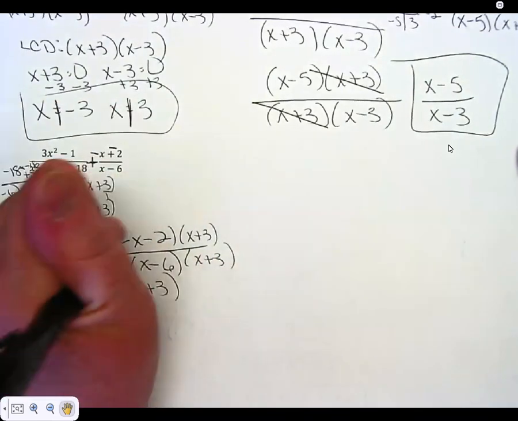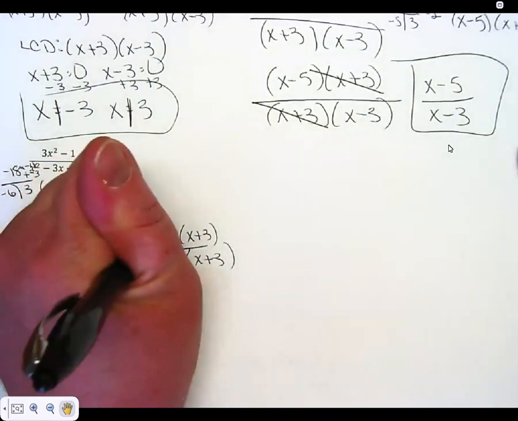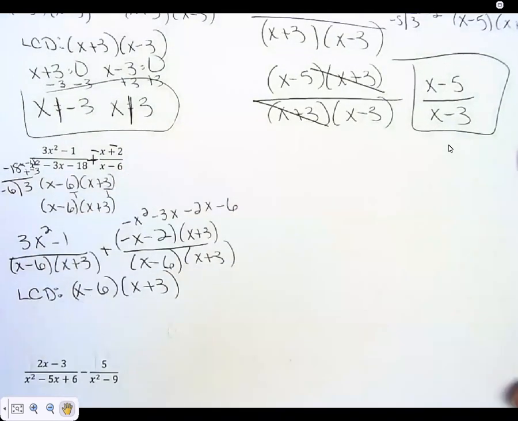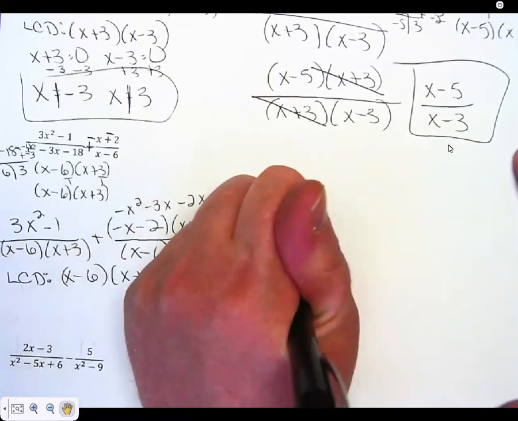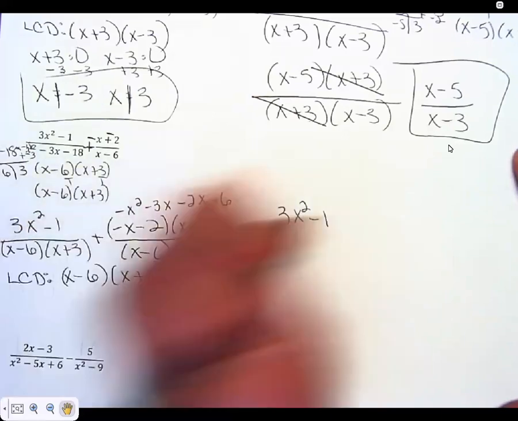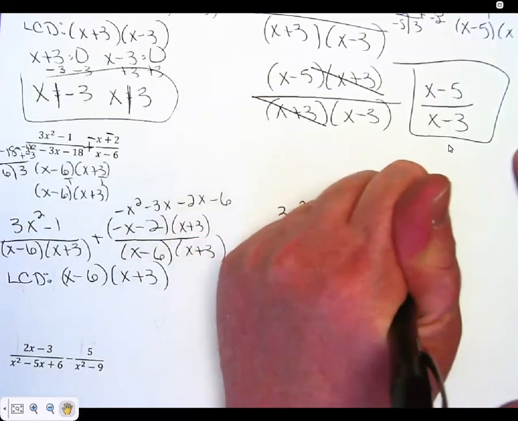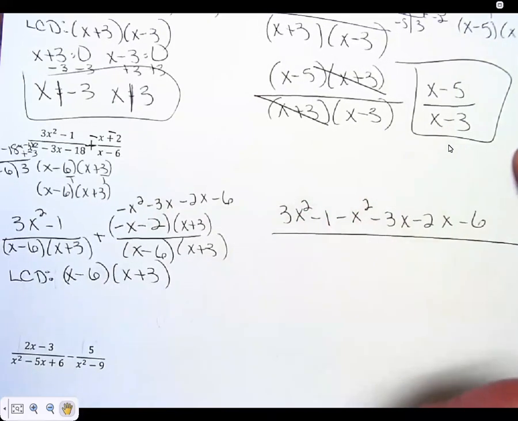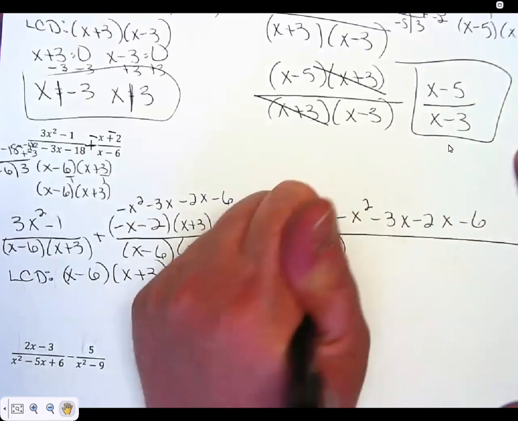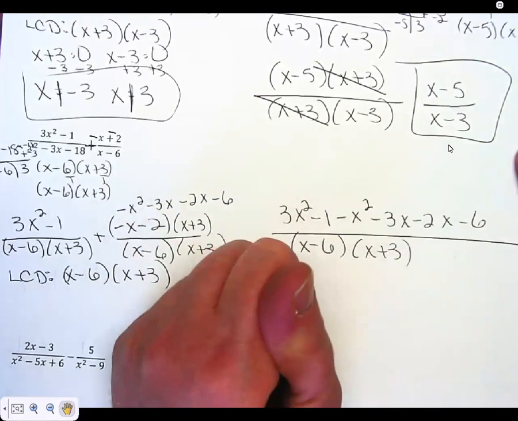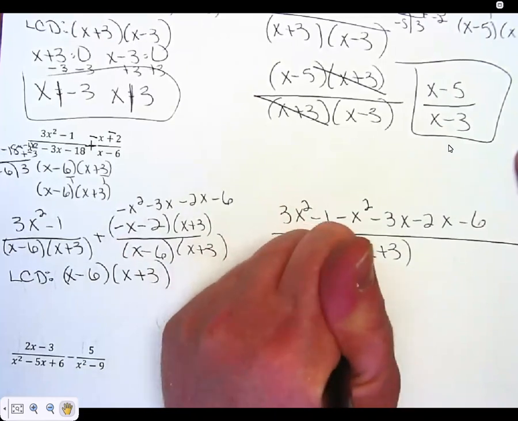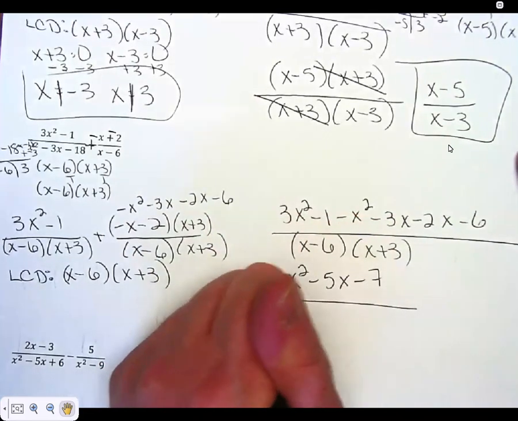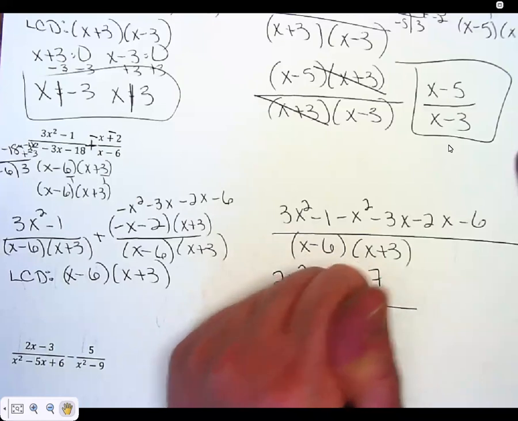This one, multiplying out, you got negative x squared minus 3x minus 2x minus 6. Fine. So then you've got 3x squared minus 1 minus x squared minus 3x minus 2x minus 6 over x minus 6 and x plus 3. Combining like terms, you got 2x squared minus 5x minus 7 over x minus 6 and x plus 3.